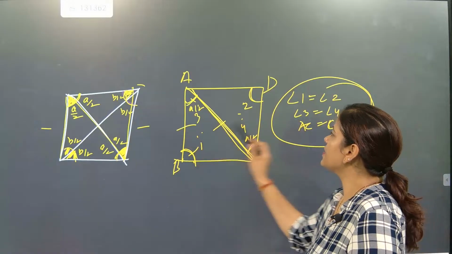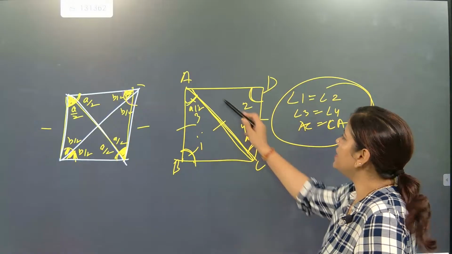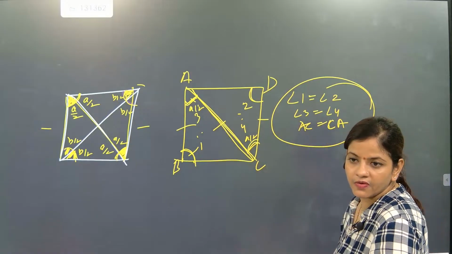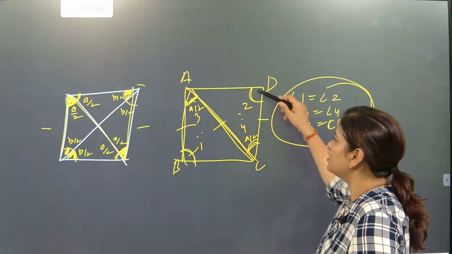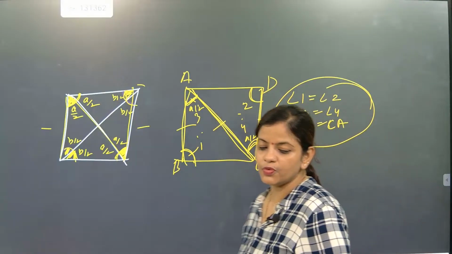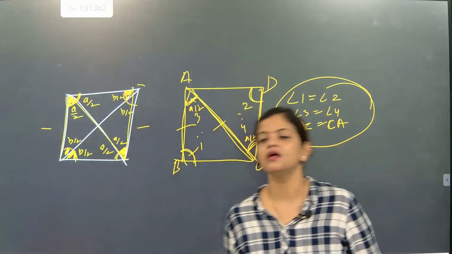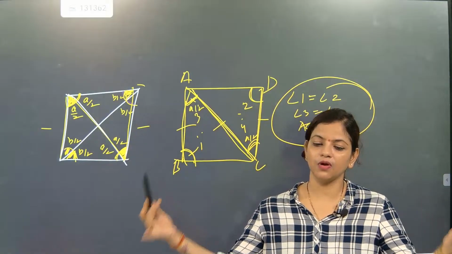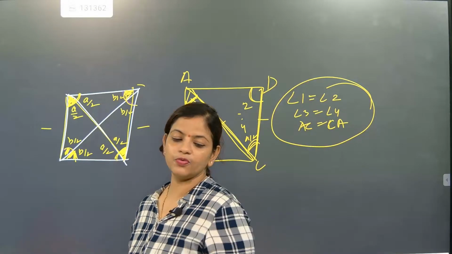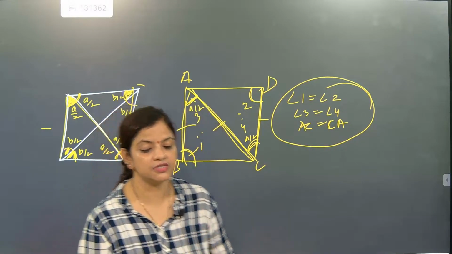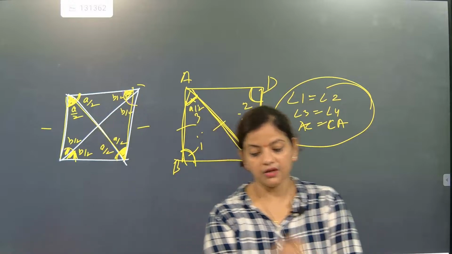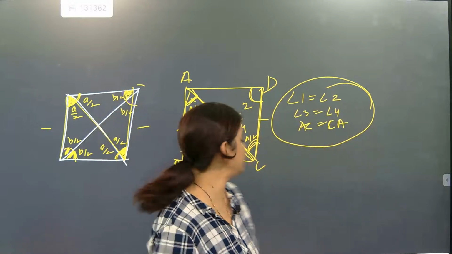Then this side will become equal to this side. Already by alternate interior angle, this will be equal to this. So that means this is parallel to this. So once one pair of opposite angles is equal and parallel, it is a parallelogram. Understood? Yeah, we are actually doing it like that only.